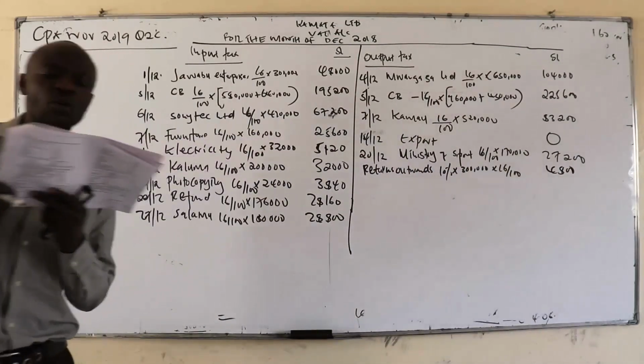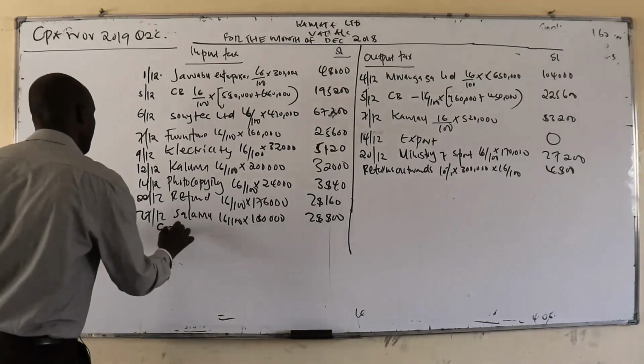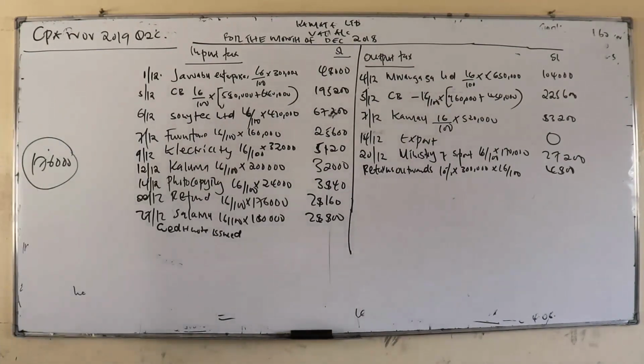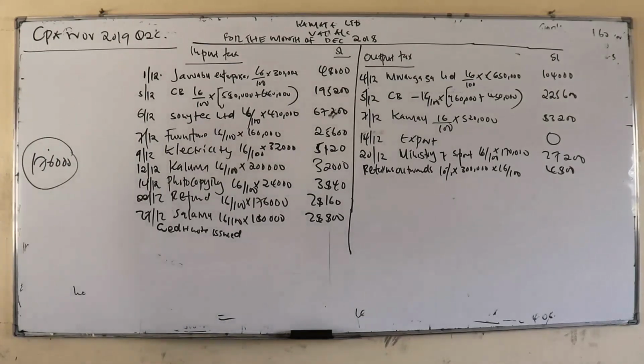Note number 3: credit notes amounting to 280,000 were issued to customers during the month. So that is returns inwards. Credit note issued, isn't it? When you issue credit notes to your customers, it means you are reducing the sales invoices you had issued earlier on. So you record on this side. It is a reduction on sales that had been earlier invoiced.